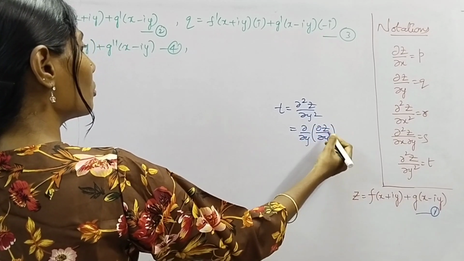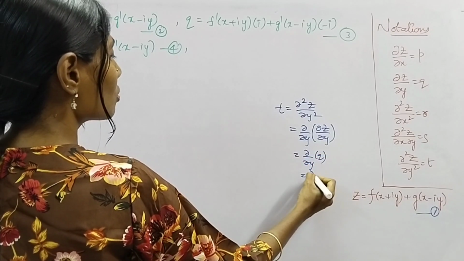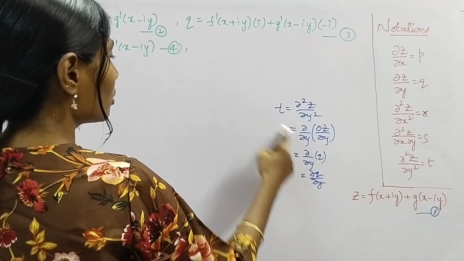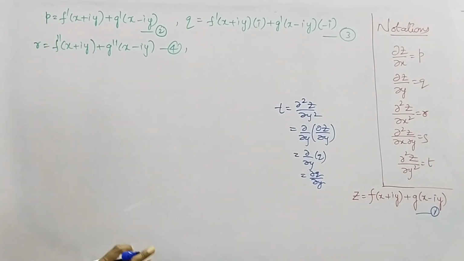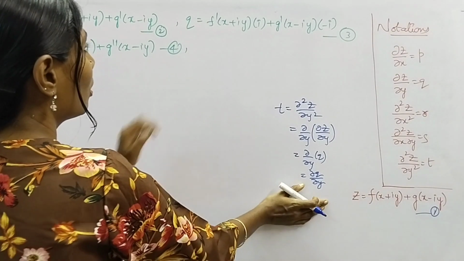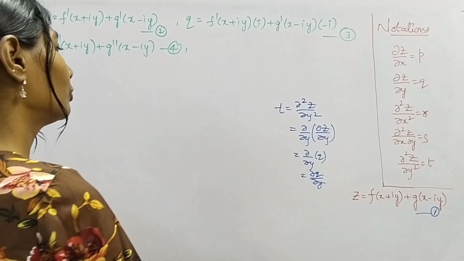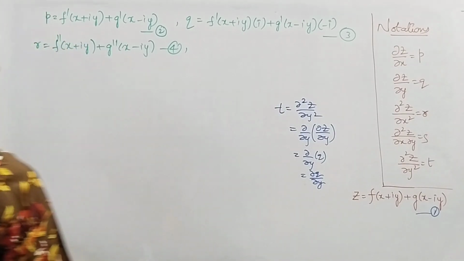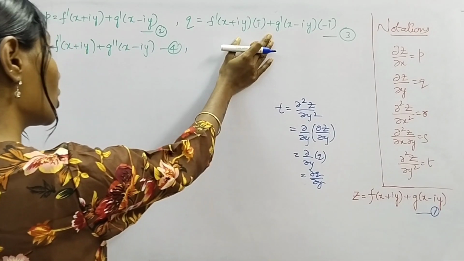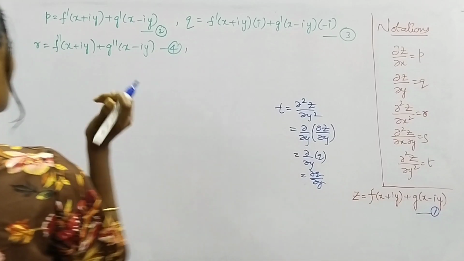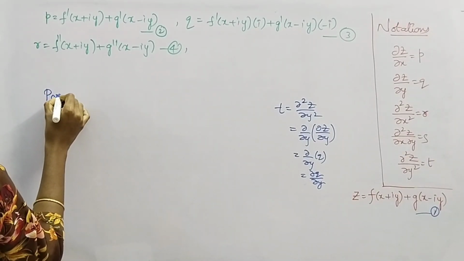Since we have a notation dou z by dou y is q, this gives us dou q by dou y, right? So t is nothing but dou q by dou y, or by finding partial derivative of q with respect to y, we'll get t. Okay. Partially differentiating equation 3 gives t otherwise simply. Let's partially differentiate 3 with respect to y.